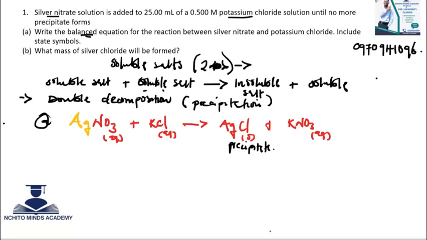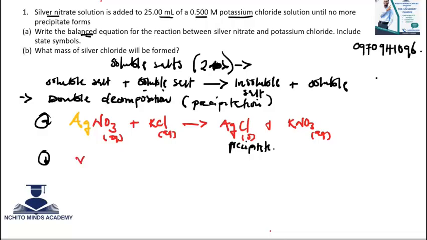Your B, they are saying calculate what mass of silver chloride will be formed. To get the mass of the silver chloride that will be formed from the reactants, you need to go back to the question and check what information you have. We've got the volume and the concentration of potassium chloride. From the volume and the concentration, what can we find? We can determine the number of moles.